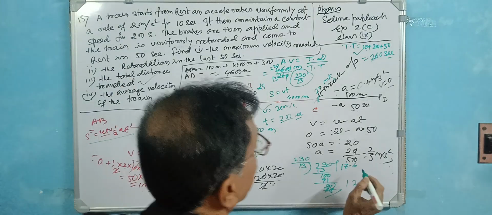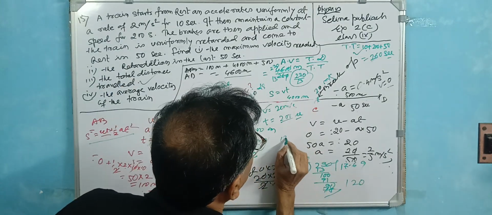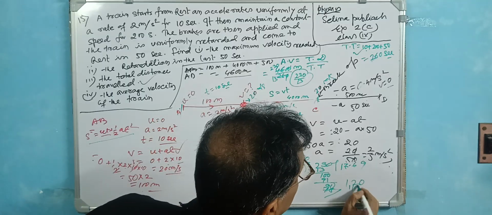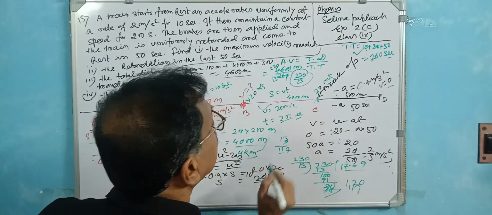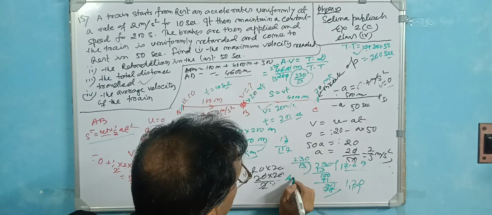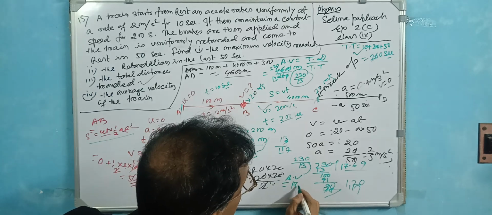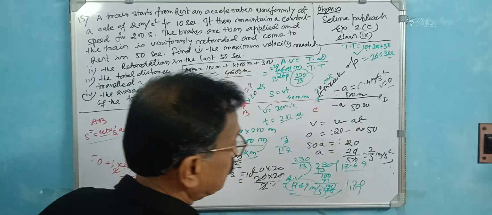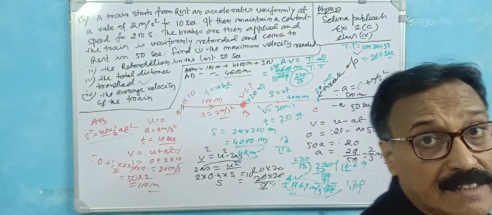If this is 9, 13 into 9, 117. That means 17.69. What is the average velocity? Average velocity is 17.69 meter per second. That is the average velocity. Is that clear to you?